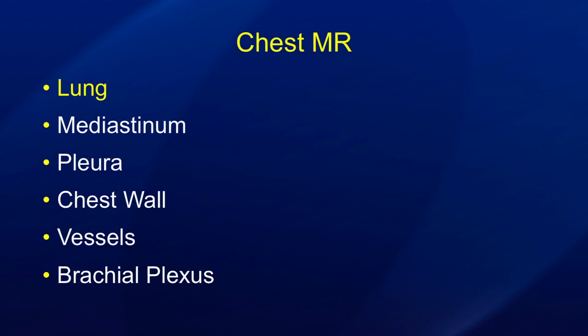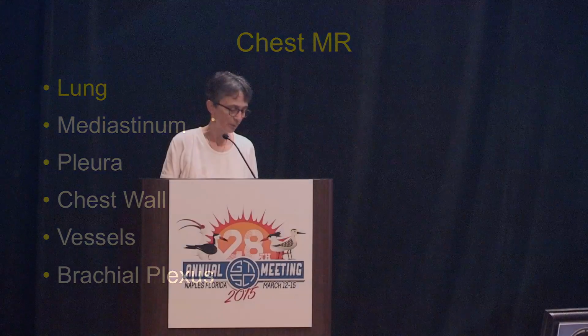So these are the things I'm going to go through in my talk. Mainly I'll focus on lung and what we're doing, but also some of the other things that MR shows: the mediastinum, pleura, chest wall, vessels, and brachial plexus. All right, I think this actually summarizes a lot.